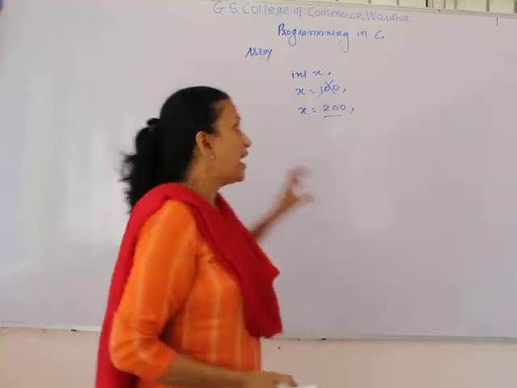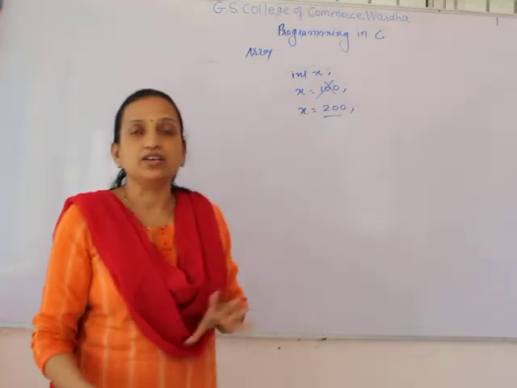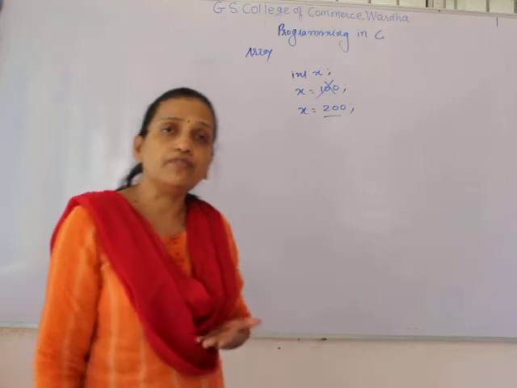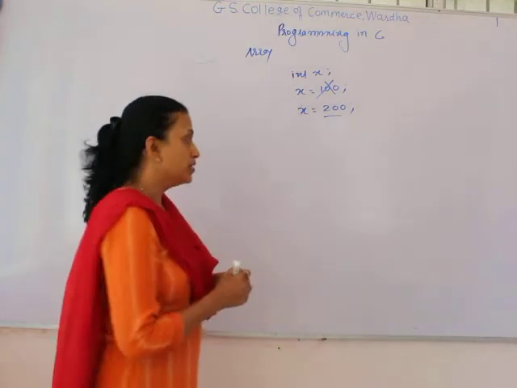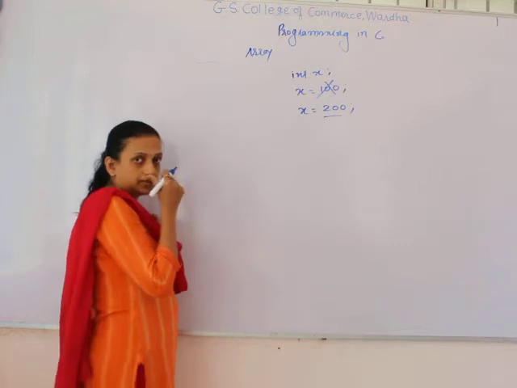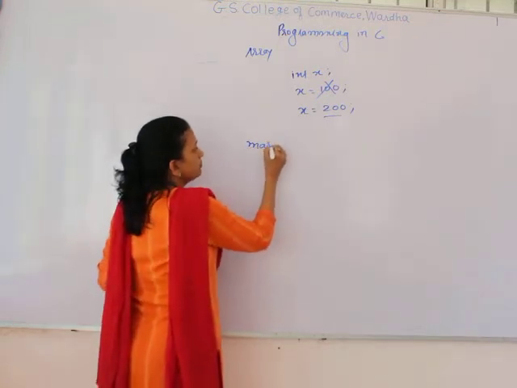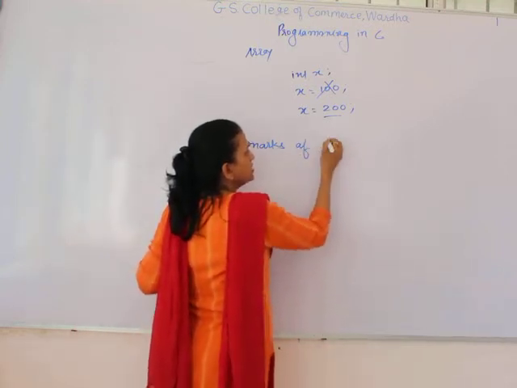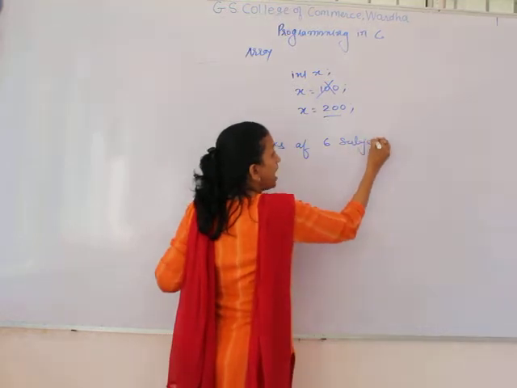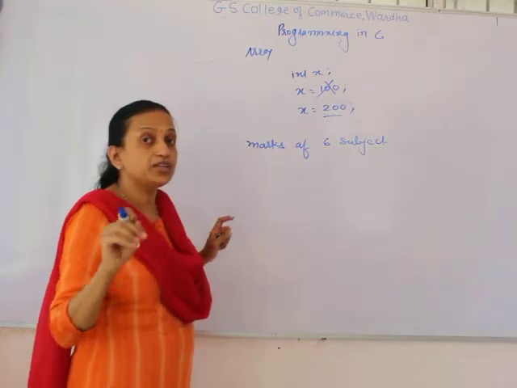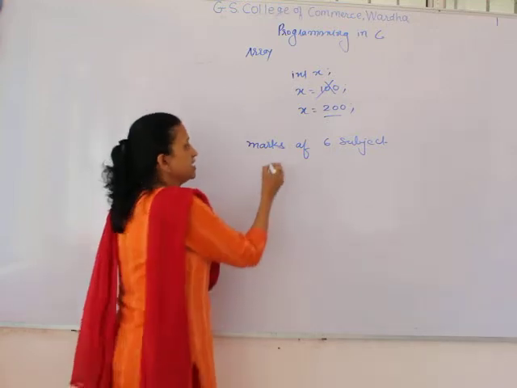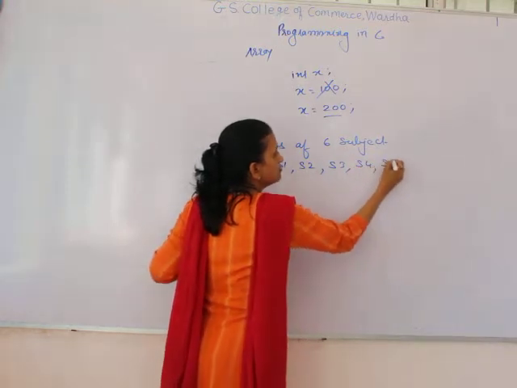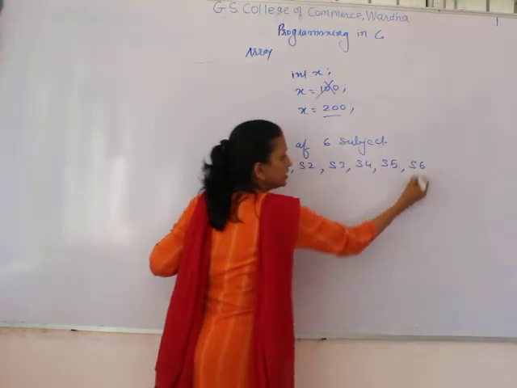So an array is a group of elements with a similar type. It means if you want to store more values in a variable, for example, the marks of 6 subjects, then for every subject's marks you need to declare a different variable: subject 1, subject 2, subject 3, subject 4, subject 5, and subject 6.